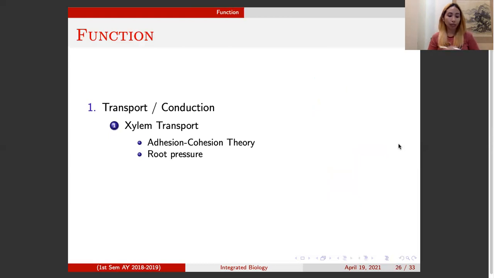Another idea that guides this would be root pressure, wherein the story is simple.